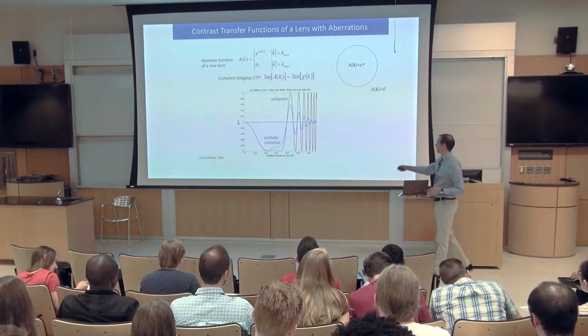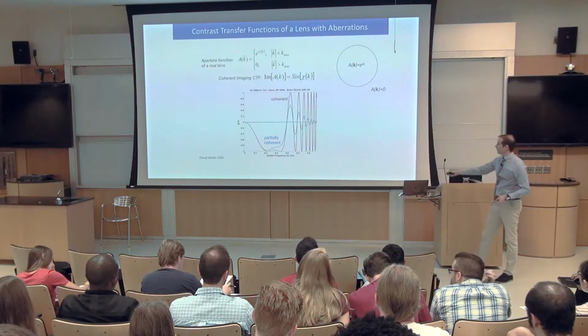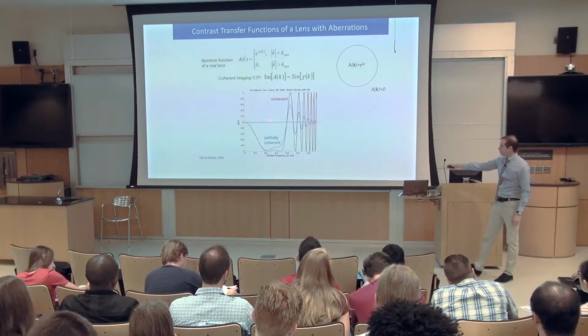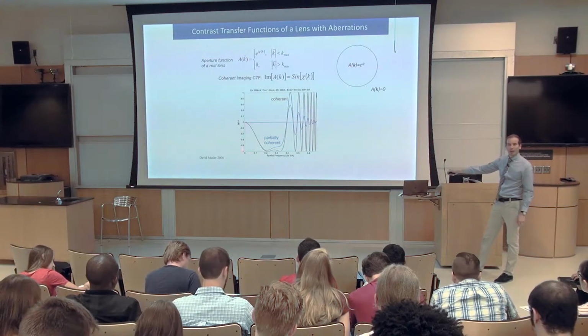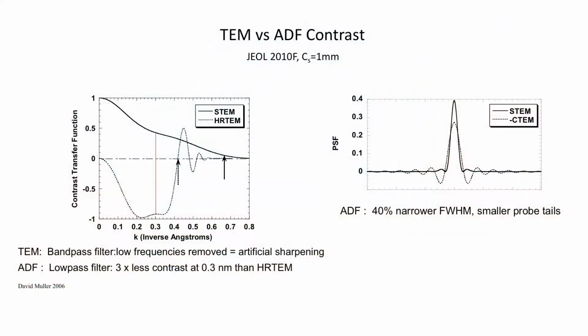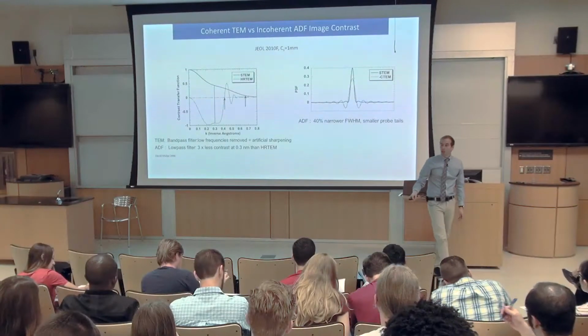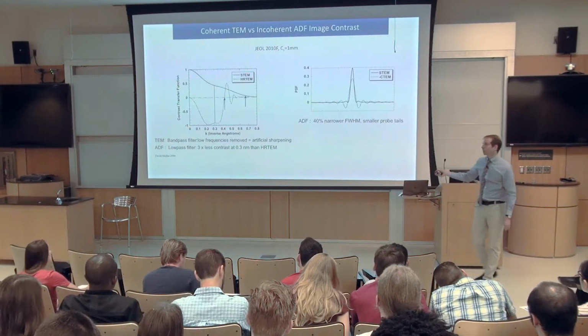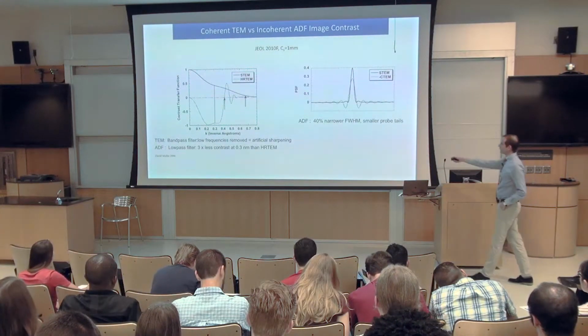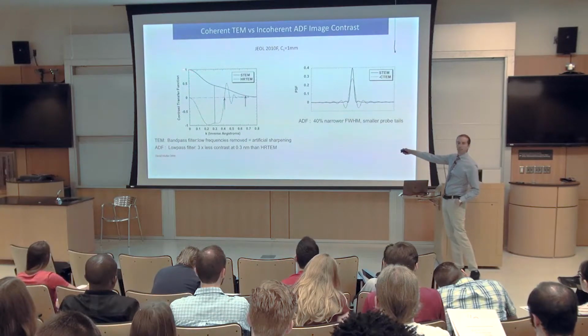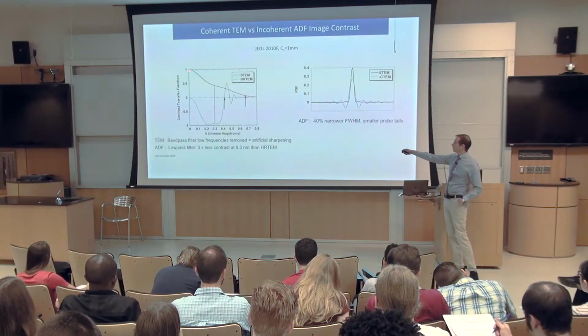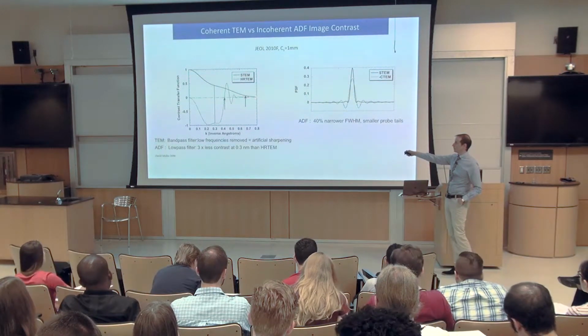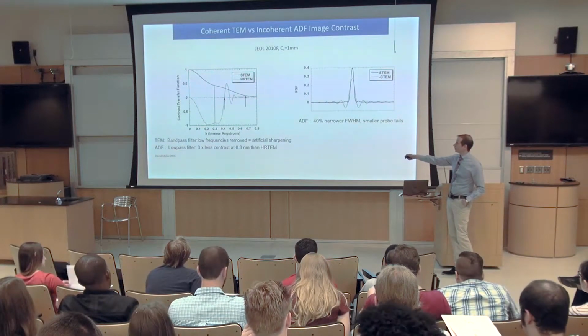These things will damp off the higher frequencies. But the information that's useful lies in this band pass region. So comparing the coherent TEM imaging with incoherent annular dark field STEM, we see in STEM we have a contrast transfer function that's fairly interpretable. It's just a low-pass filter that goes out to high frequencies.